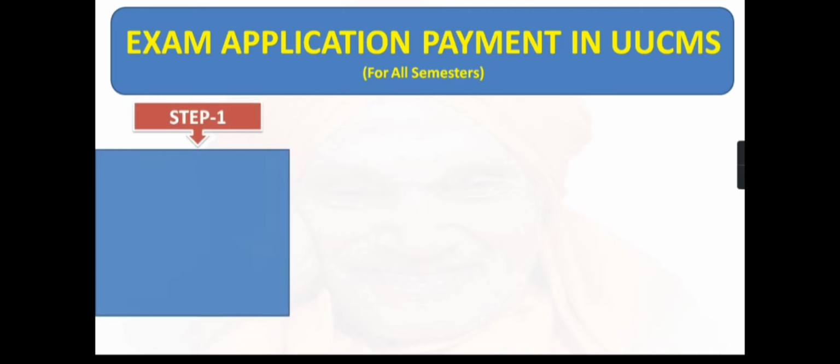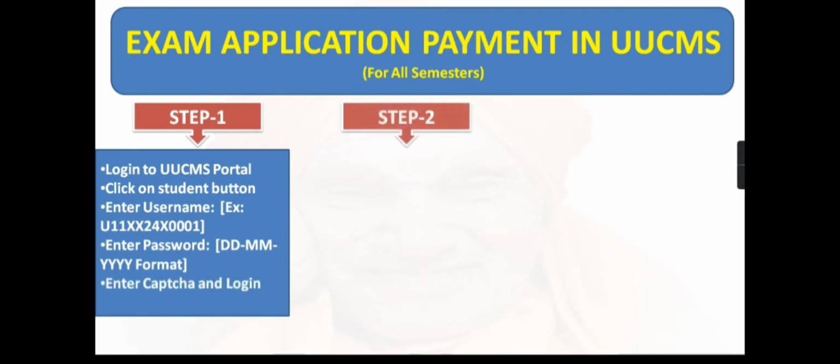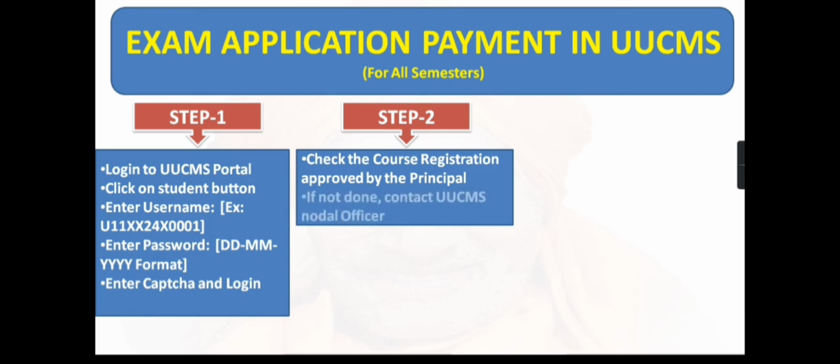First, you will need to log into UUCMS. Open your web browser and go to UUCMS official website. Click on the login button, enter your user ID, password and enter the CAPTCHA and log in. In step 2, check the course registration approved by the principal. If not done, contact immediately UUCMS nodal officer to approve the course registration.